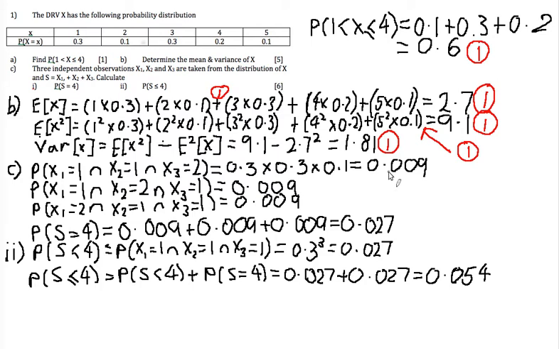Okay, so in part C, there were 2 marks awarded for the correct working and evaluation of these 3 probabilities here for the combinations of observations and the probabilities calculated. There is then 1 mark for actually successfully calculating the total probability for s equal to 4 as being equal to 0.027.